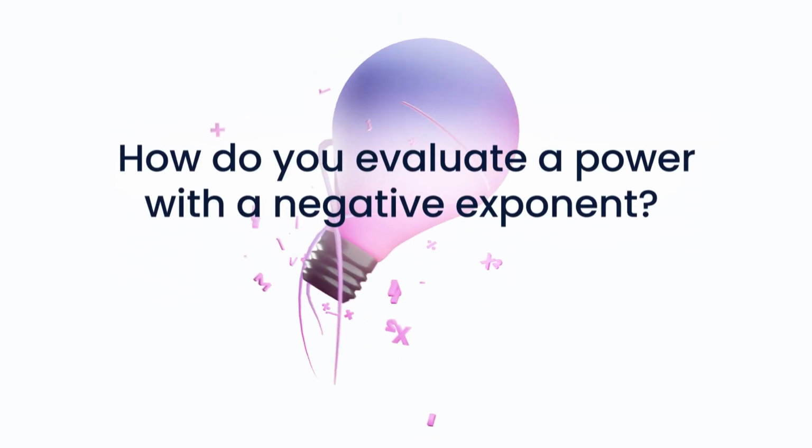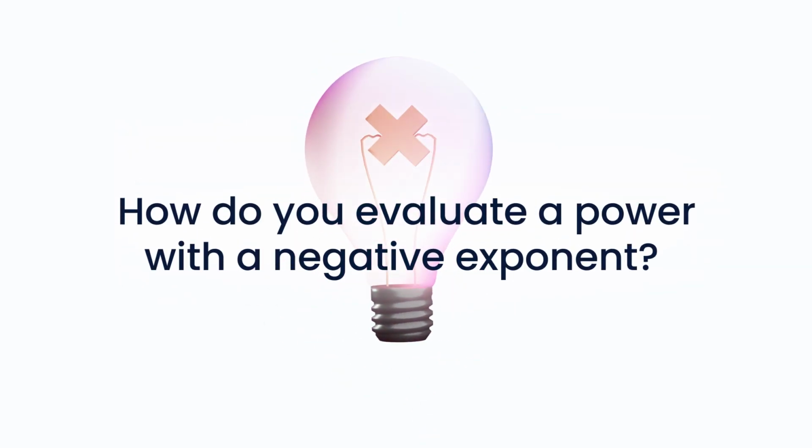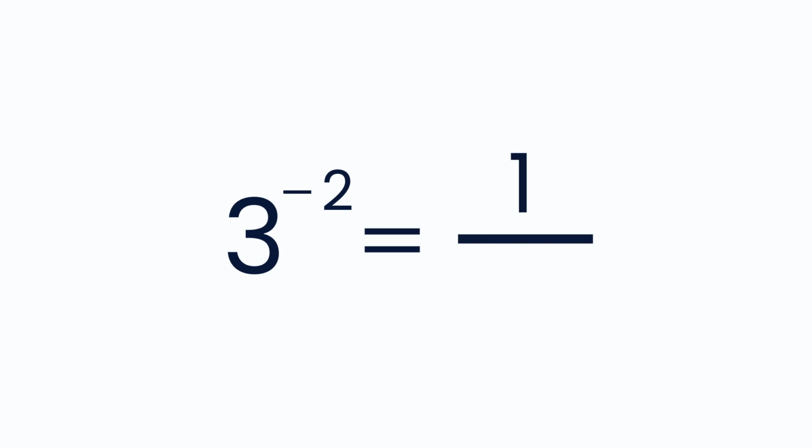How do you evaluate a power with a negative exponent? First, you must change the negative exponent to a positive exponent in order to evaluate the power. You can do this by writing the power as a fraction, like this. The numerator is 1, and the power, with a changed sign in its exponent, is the denominator. Let's call this Rule 5.